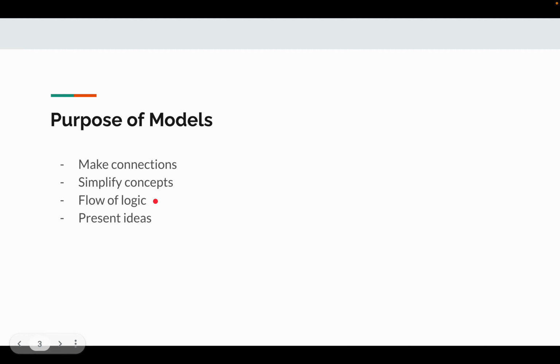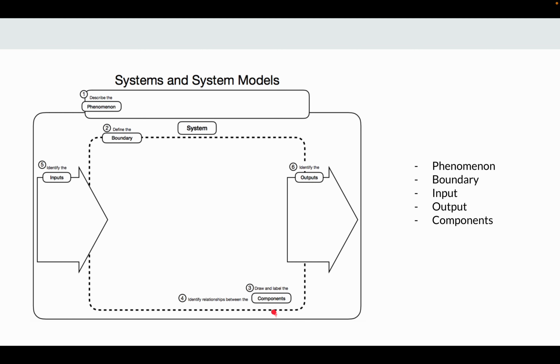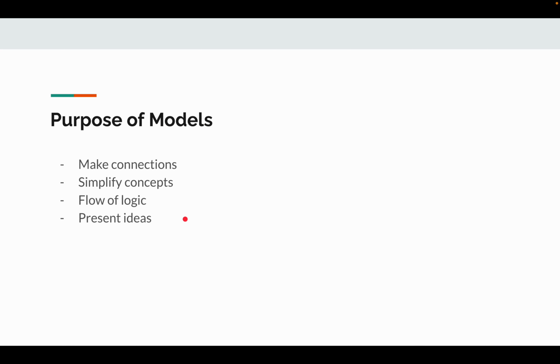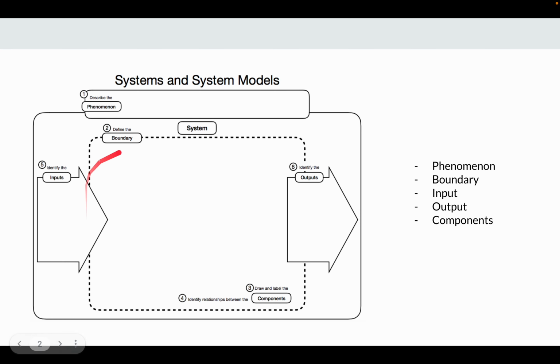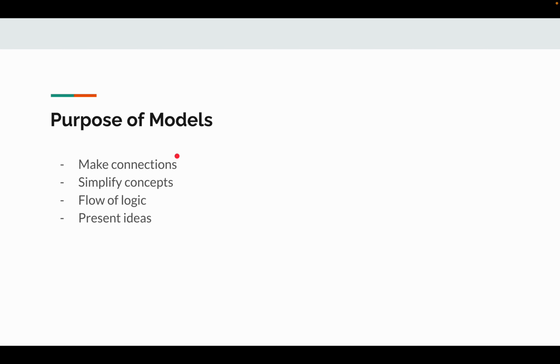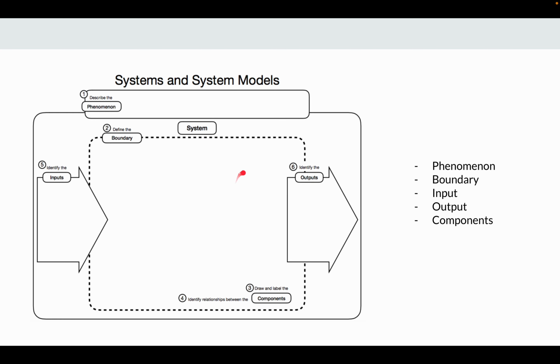It simplifies ideas and concepts by putting things down to components, inputs, and outputs, so we only focus on the main parts of this mechanism. It presents ideas by being a model. A model is used to establish ideas in a simpler way than writing out a huge essay. And it makes connections because you can draw the components in and connect them by arrows. And having a flow of logic also establishes connections.